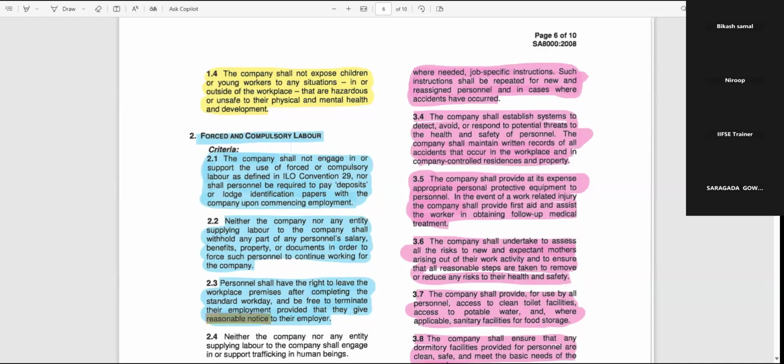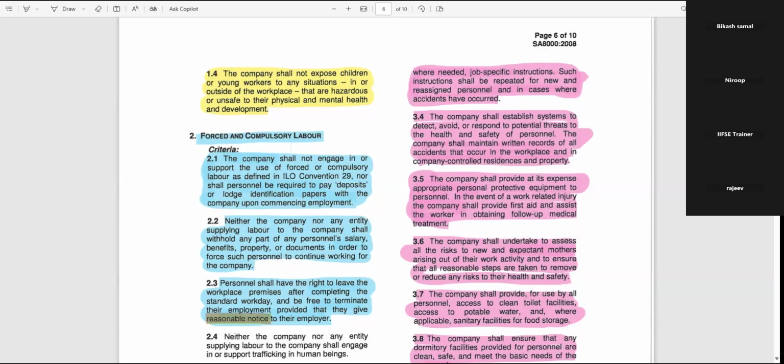Okay. Forced and compulsory labor. So here we have the criteria. A company shall not engage in or support the use of forced or compulsory labor as defined in ILO Convention 29, nor shall personnel be required to pay deposits or lodge identification papers with the company upon commencing employment. Forced or compulsory labor is nothing but people being forced or targeted to perform activities without their interest.